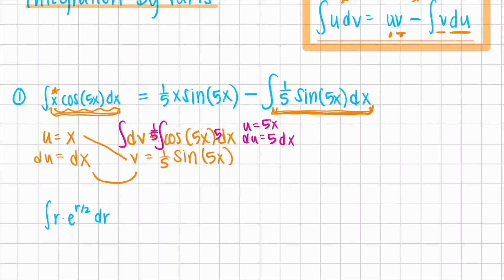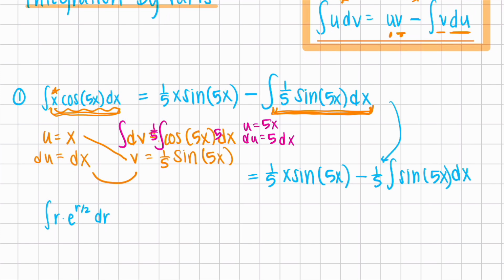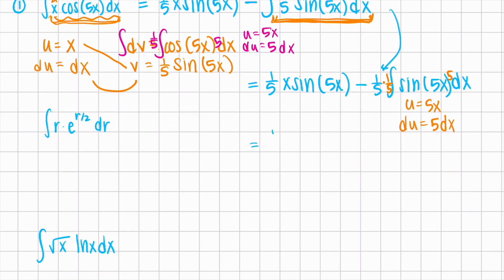So let's integrate this. First thing I'm going to do this in a few steps. I'm going to copy down my first term. I'm going to pull out the 1/5 because that's not going to help us. And we are going to do u substitution again. U is 5x. That makes du 5 dx. So I need 5 dx, which means I need another 1/5 out front. Simplify a little further.